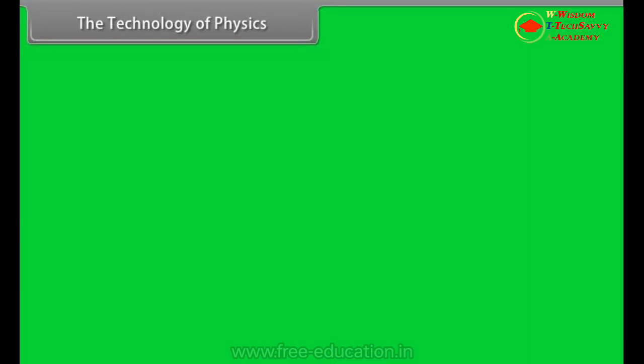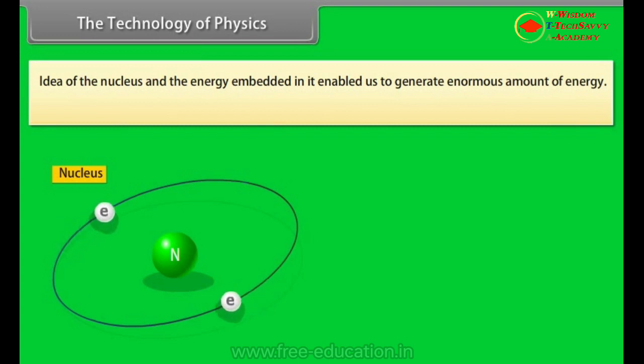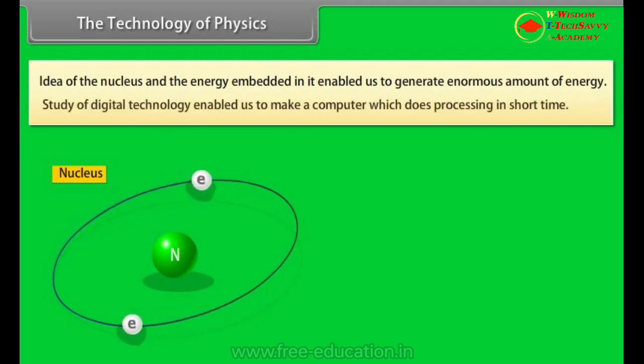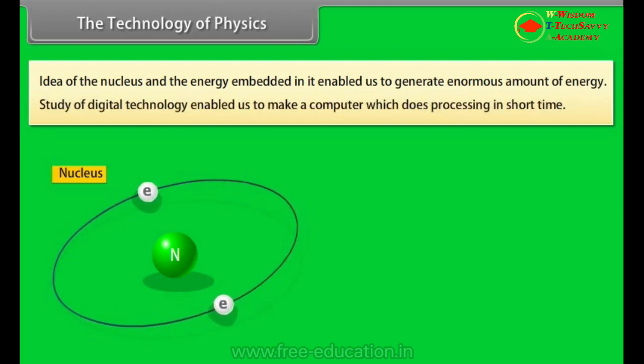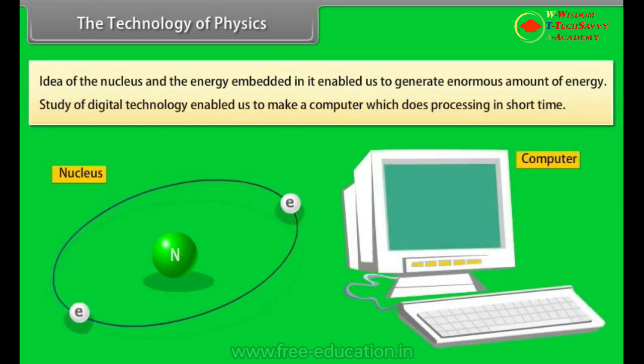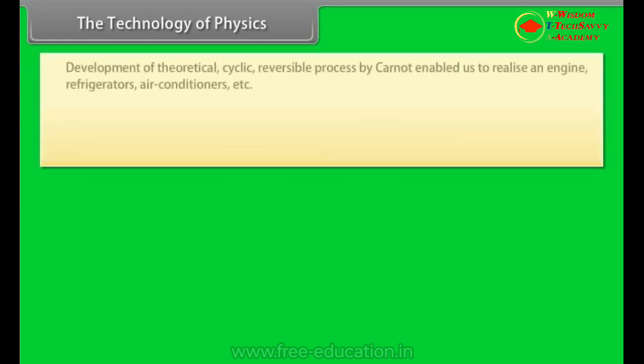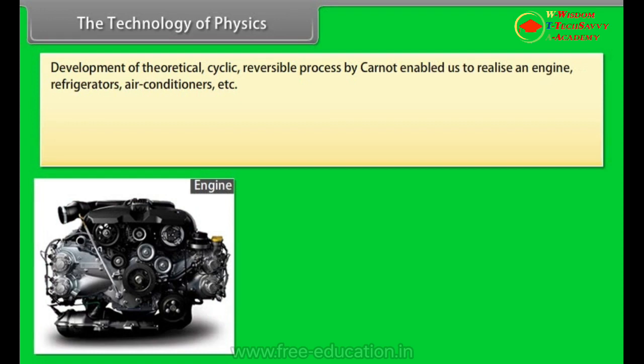The technology of physics. The idea of the nucleus and the energy embedded in it enabled us to generate an enormous amount of energy. Study of digital technology enabled us to make a computer which does processing in a short time. Development of the theoretical cyclic reversible process by Carnot enabled us to realize an engine, refrigerators, air conditioners, etc.